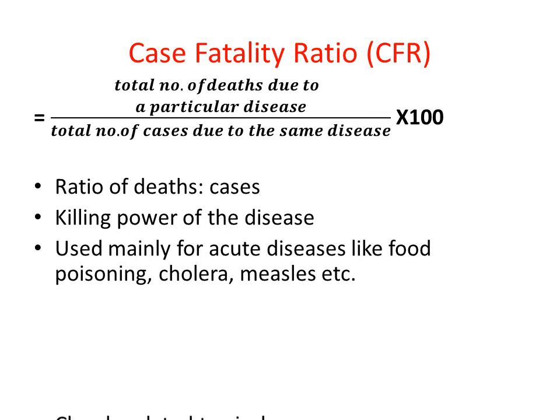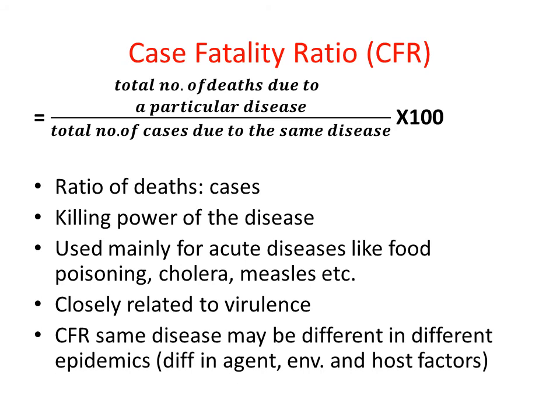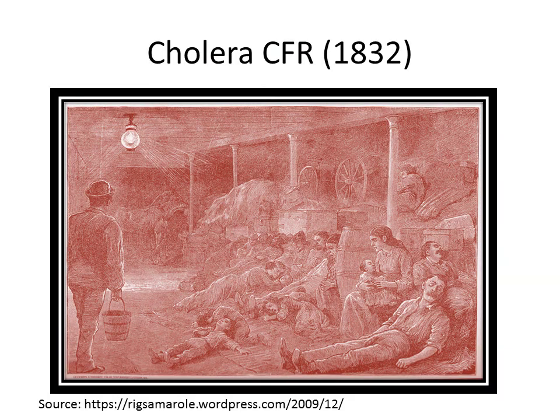It is closely related to the virulence of the causative agent of the disease, and the case fatality ratio for the same disease may be different during different epidemics because there may be differences in the agent, or the environment might have changed, or the host factors might have changed. For example, the case fatality rates in cholera epidemics in olden times used to be very high. Nowadays, fatality due to cholera is almost unheard of. There are changes in the agent, in the environment due to availability of better treatment, and in host defense maybe.